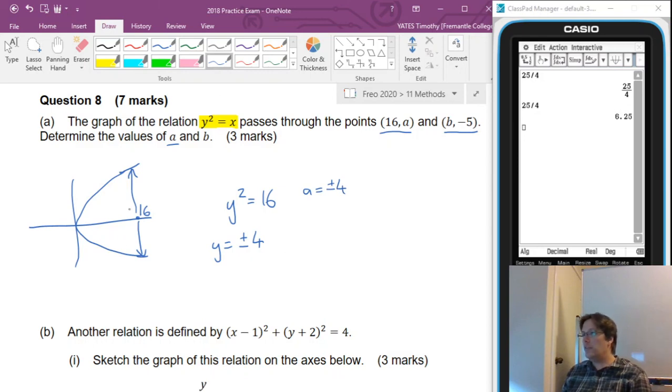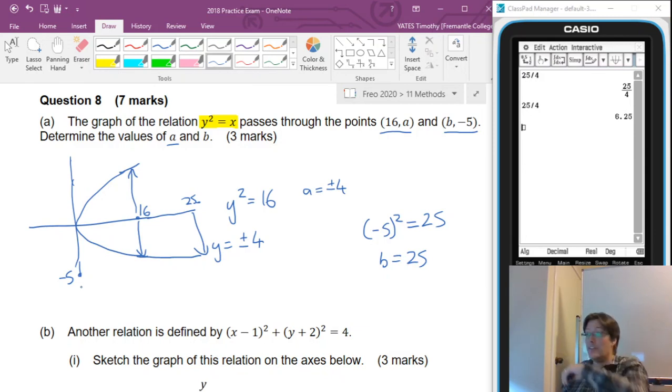And so the other one is when we've got negative 5 down here. If that is negative 5 down there, so we've got negative 5 all squared, that is going to be 25. So b is 25. So that's going to be further along this way, 25 over here. Makes sense. We would expect it to be further along than 16. And yeah, so that's that one.